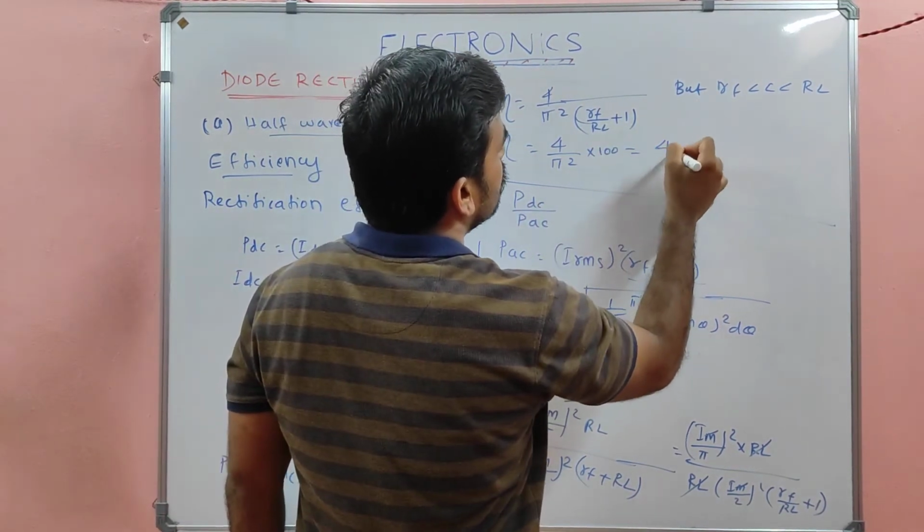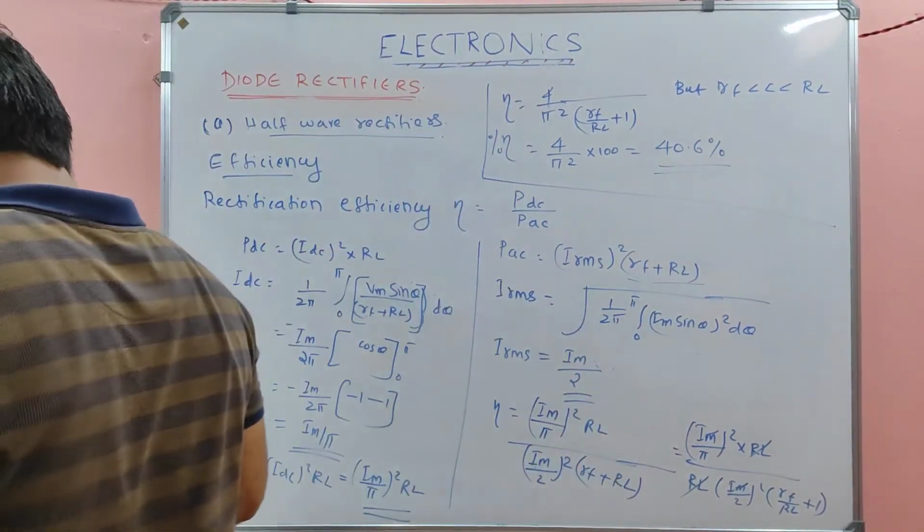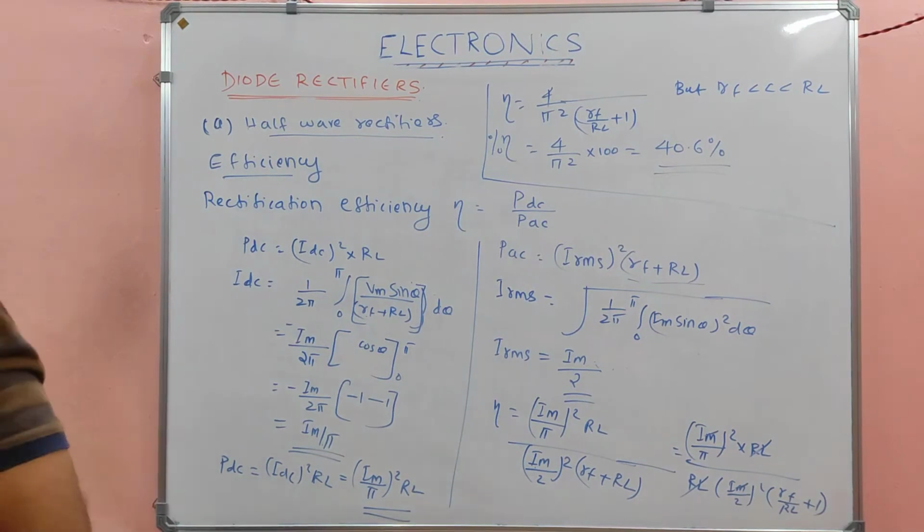If you solve this, you will get 40.6%. That's all. You will get 40.6%.